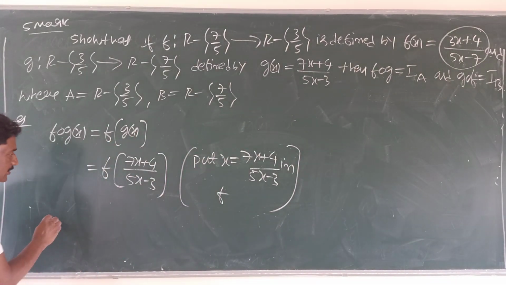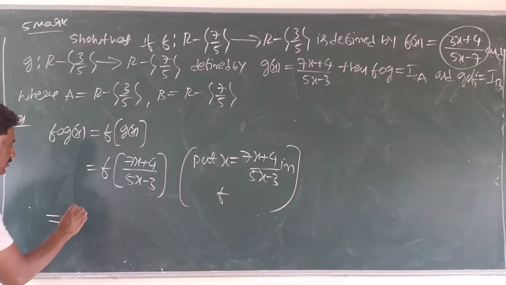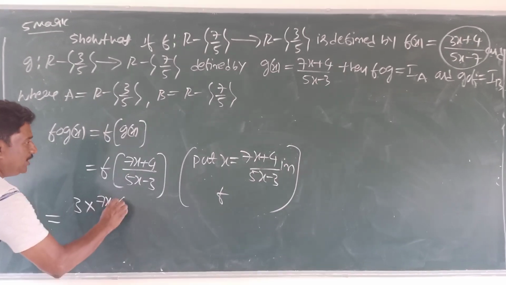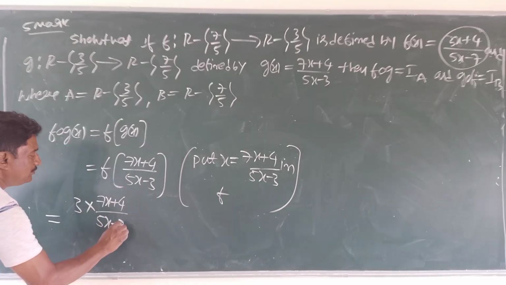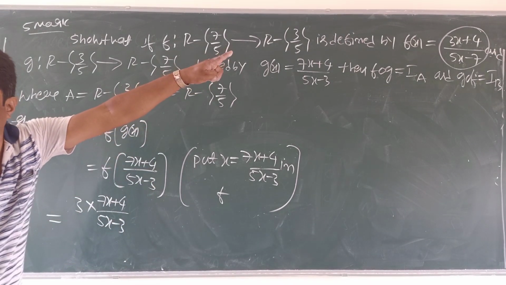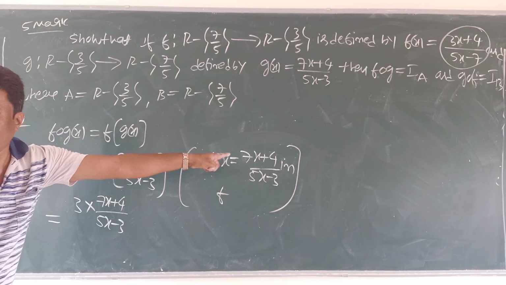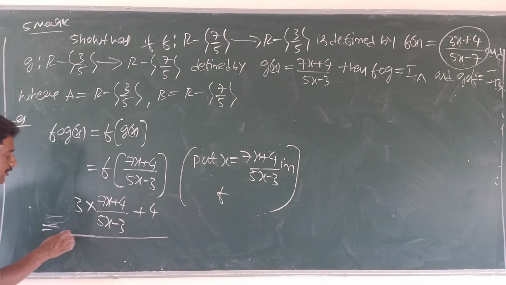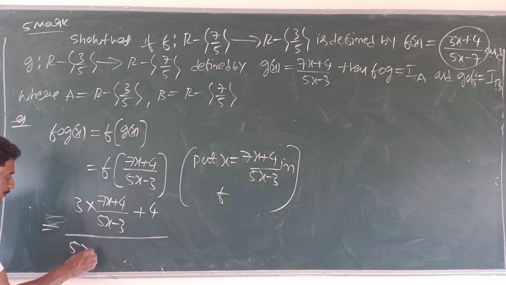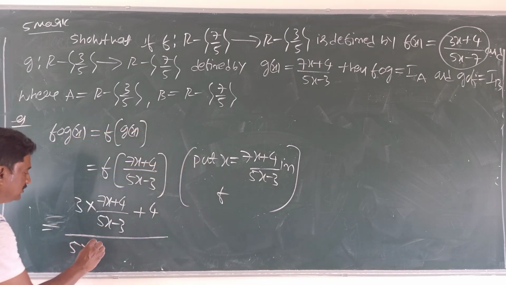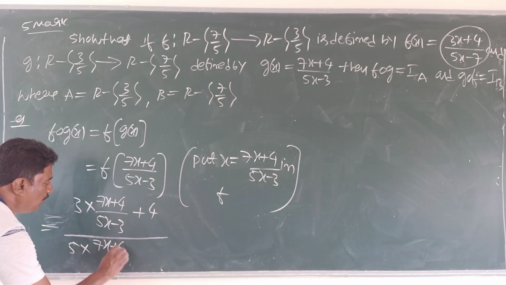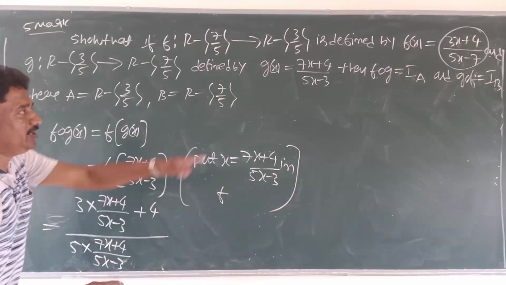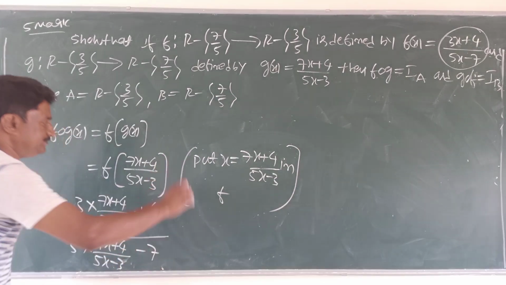Now I write f(g(x)) equal to 3 into, tell me x value, (7x + 4)/(5x - 3), plus 4, divided by 5 into, tell me x value, (7x + 4)/(5x - 3), minus 7. In the place of x I am writing that quantity.